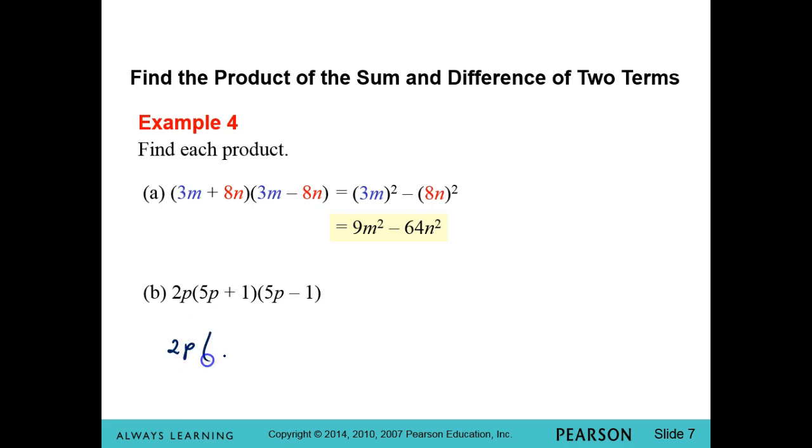2p times, and what do those give you? 25p squared minus 1. Oh, I like ones. They're so easy, aren't they? Now what?